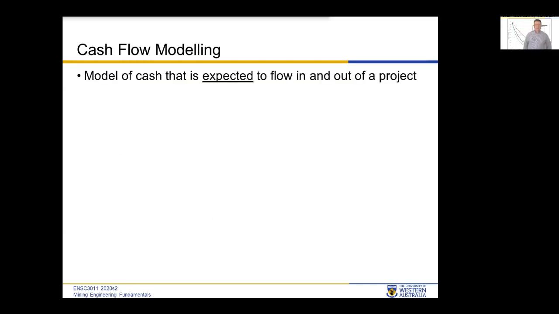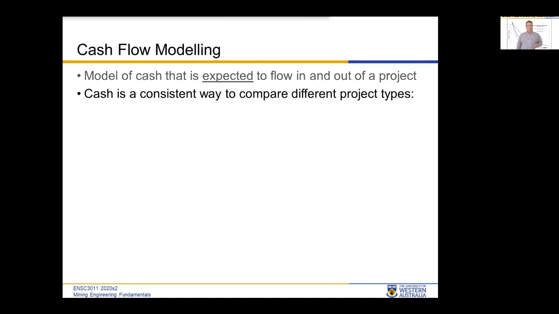So cash flow modelling is where we try and model the amount of cash that's expected to flow in and out of a project. Obviously the cash coming in is good stuff, going out, cost, is the bad stuff. Cash is a nice consistent way to compare different project types, so we can compare different metals rather than talking about, oh, this mine produces so many pounds of copper, this mine produces ounces of gold, and this mine produces 1 million tonnes of iron ore. Very hard to compare, so money is the common denominator. Same with different countries, allowing for exchange rates and different mining methods.